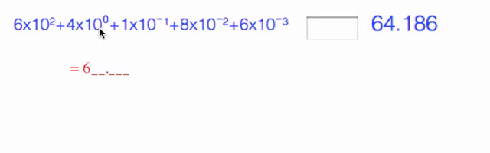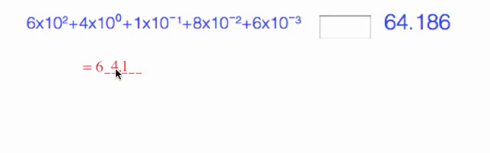4 is followed by 0 spaces before the decimal point, so the 4 goes right here. Then 1 times 10 to the negative 1, so the negative 1 tells me it's the first decimal place after the decimal point, so the 1 goes right there. Then the 8 is in the second decimal place following the decimal point, and then the 6 is in the third decimal place. And then you fill up any of the empty spots, like that one, with a 0.